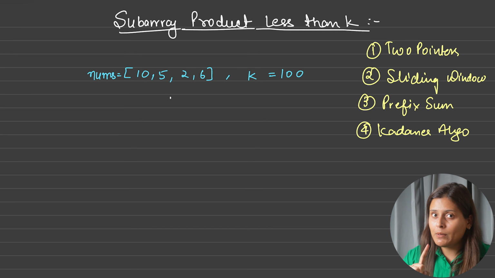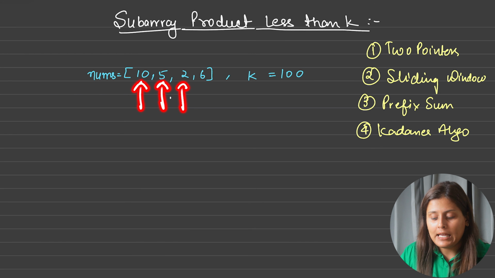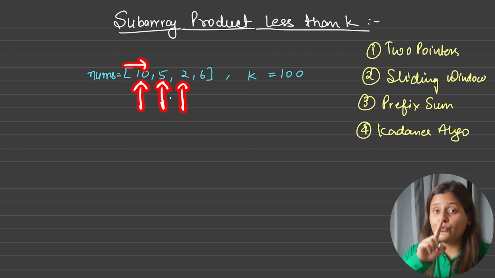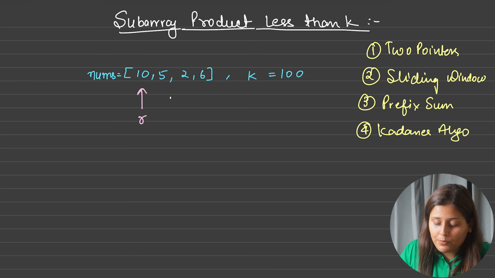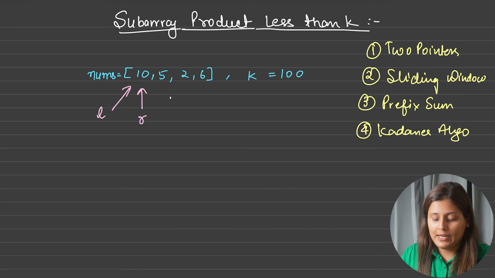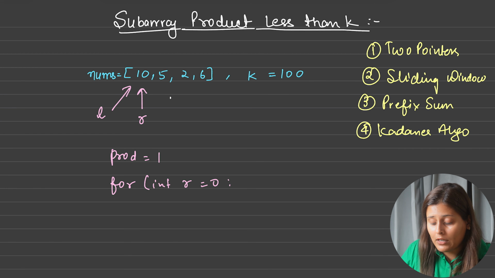If you remember, in sliding window what we discussed is first we will take 10, then we will take 5, then we will take 2, and if the condition fails, then we will start shrinking. So first, if you remember, what phase starts? Expansion phase starts. So right and left pointer both point to the same index. Now the product variable we will initialize with 1 and we will run a for loop for R from 0 till N, R plus plus.